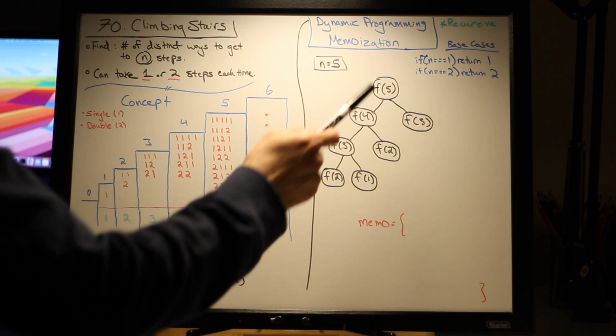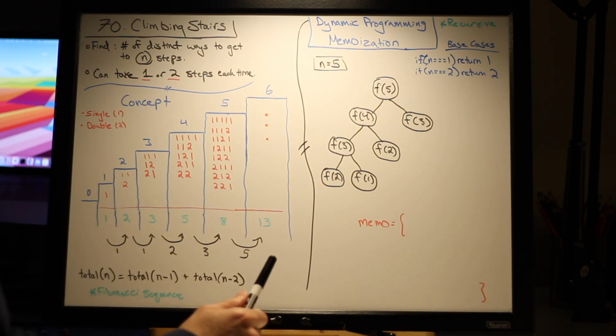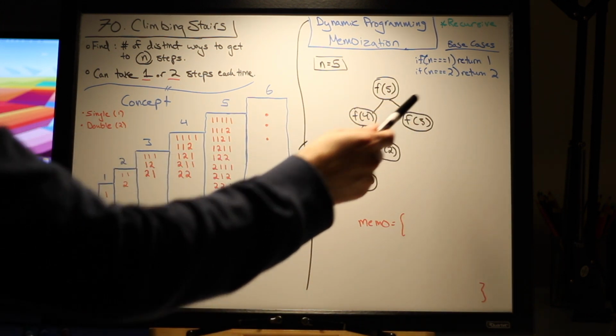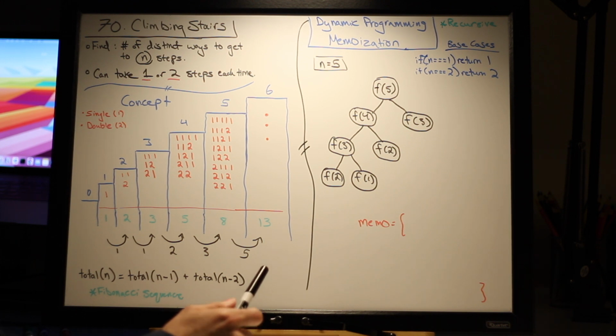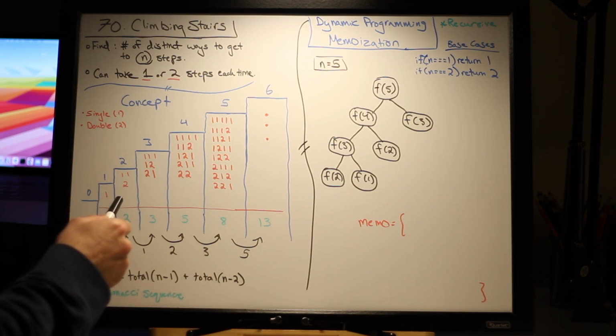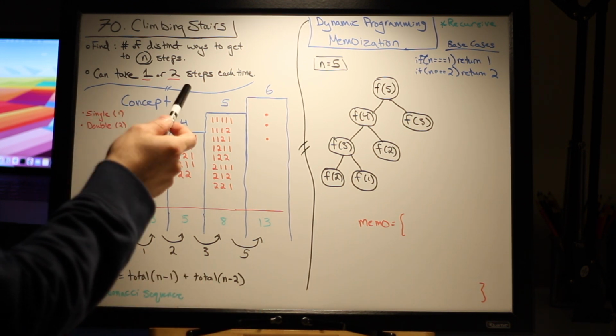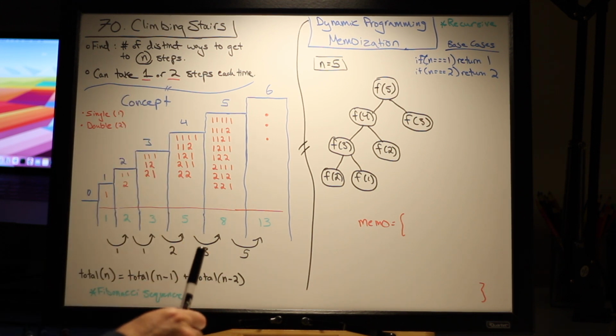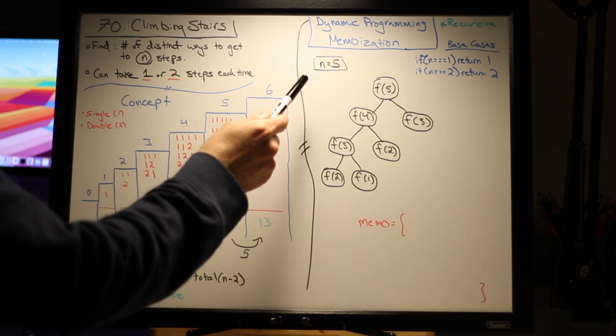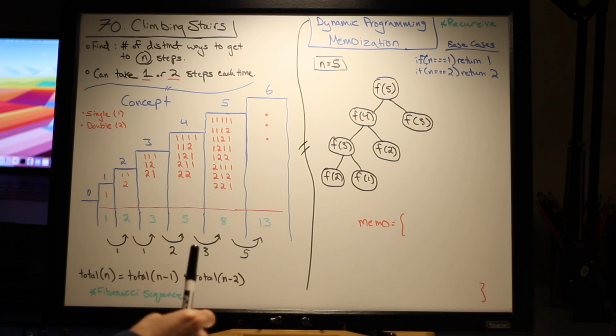Our base cases are going to be: if n is equal to 1, we return 1, and if n is equal to 2, we return 2. Those are the most elementary cases. We came up with them pretty quickly over here, and they make use of the information given to us in the problem. I have a problem set up here with n equal to 5.